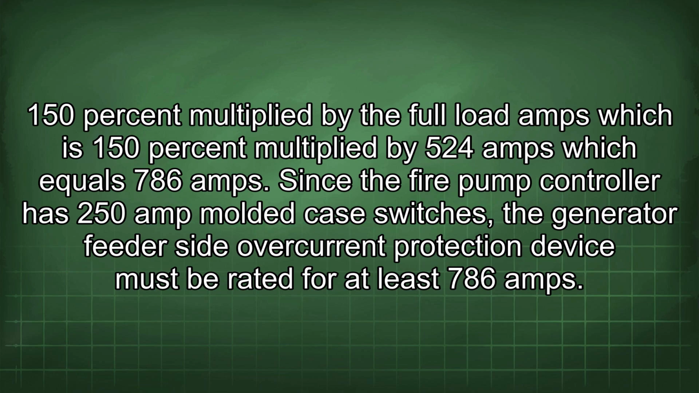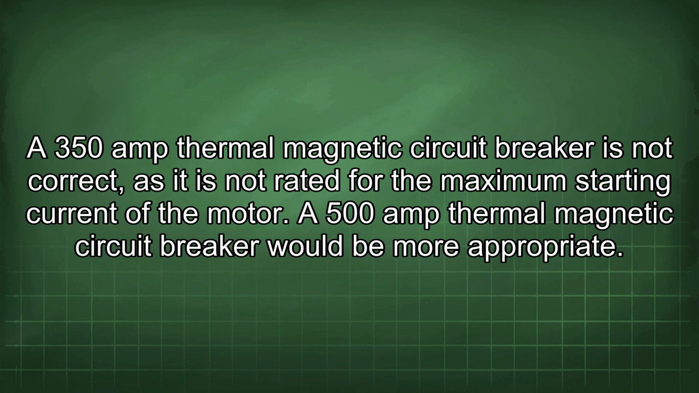Since the fire pump controller has 250 amp molded case switches, the generator feeder side overcurrent protection device must be rated for at least 786 amps. A 350 amp thermal magnetic circuit breaker is not correct, as it is not rated for the maximum starting current of the motor. A 500 amp thermal magnetic circuit breaker would be more appropriate.